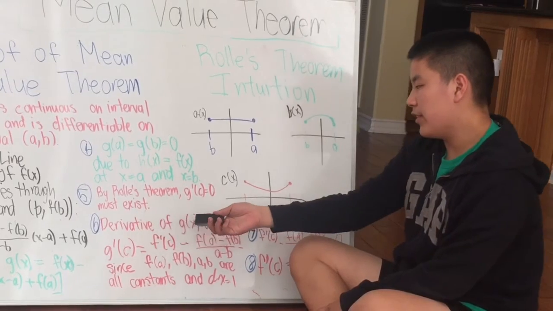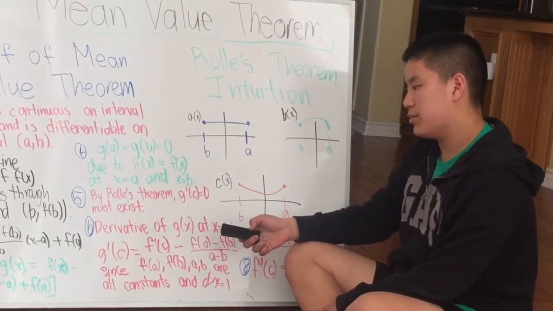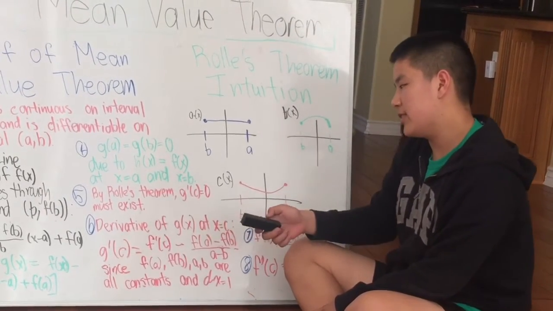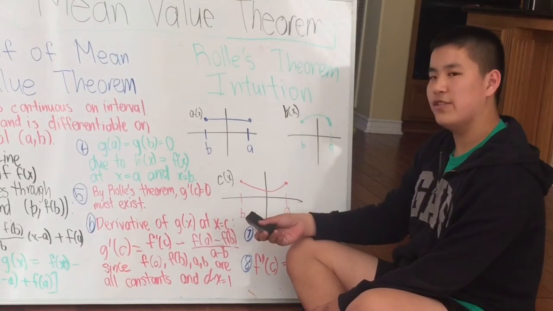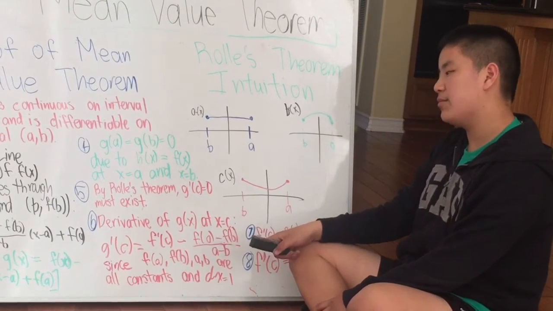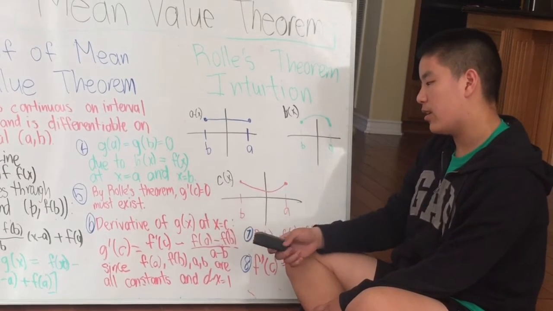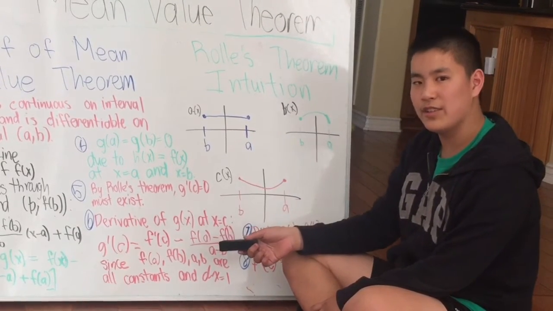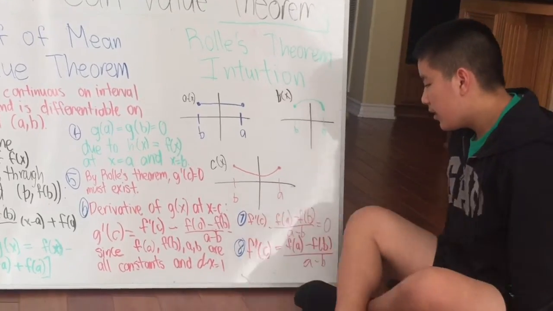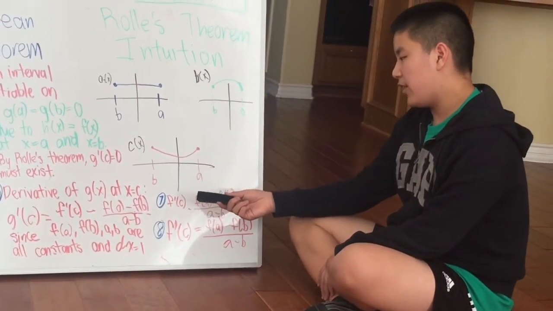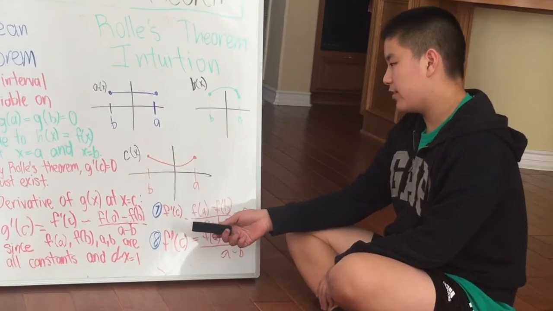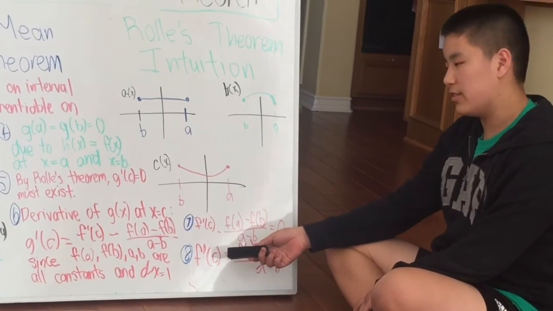So the derivative of g of x at x equals c would be equal to g prime of c equals f prime of c minus f of a minus f of b divided by a minus b, since f of a, f of b, a, and b are all constants, and the derivative of x equals 1. So with a little bit of algebra, we can derive mean value theorem.